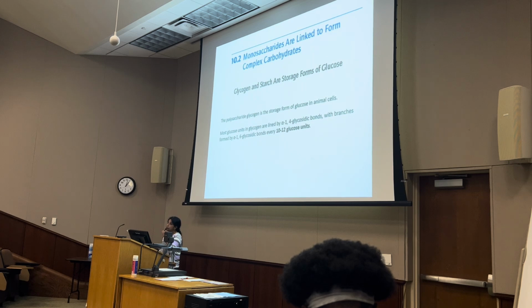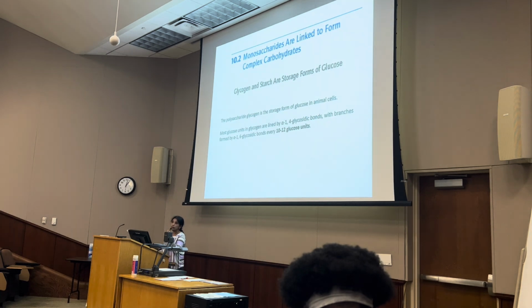Glycogen is a storage form of glucose. It's very important how they're connected, because we're going to synthesize this next year and then degrade it next year as well. They are linked by alpha 1,4 glycosidic bonds. And every 10 or 12 units of glucose, you'll see a branching, an alpha 1,6.